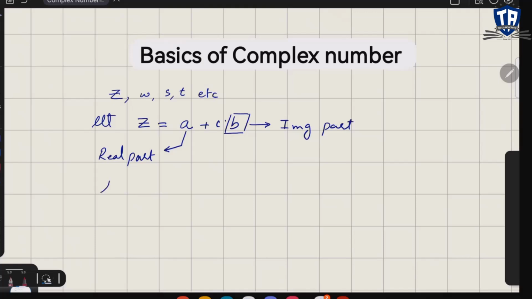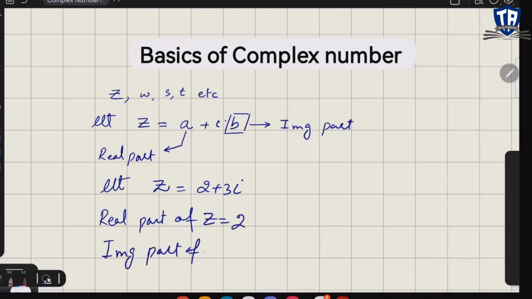If we consider an example of a complex number, then we can understand that the real part of z is 2 and the imaginary part of z is equal to 3. Or we can also write this in descriptive form as Re of the complex number, which shows the real part of the complex number, and Im of the complex number, the imaginary part.